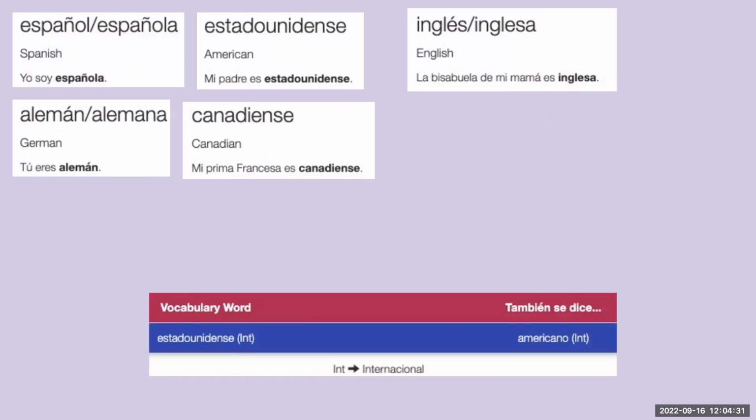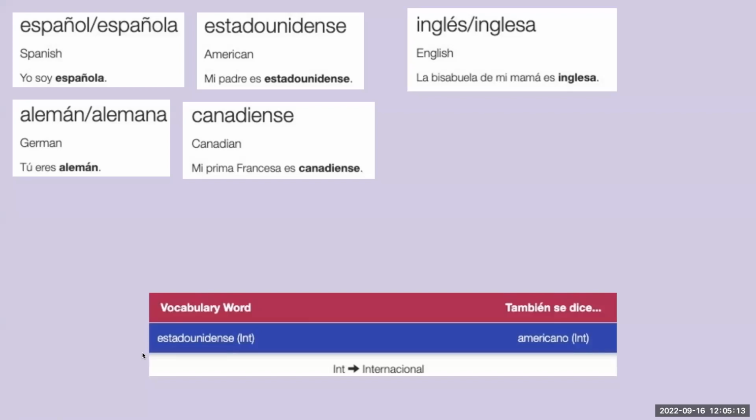Estadounidense is American, or from the United States, because Los Estados Unidos is the United States. So mi padre es estadounidense, my father is a United States person or an American. Inglés would be an English man, or inglesa would be an English woman. La bisabuela de mi mamá es inglesa. The great grandmother of my mother is English. Alemán would be a German man. Alemana would be a German woman. Tú eres alemán. You are a German man.